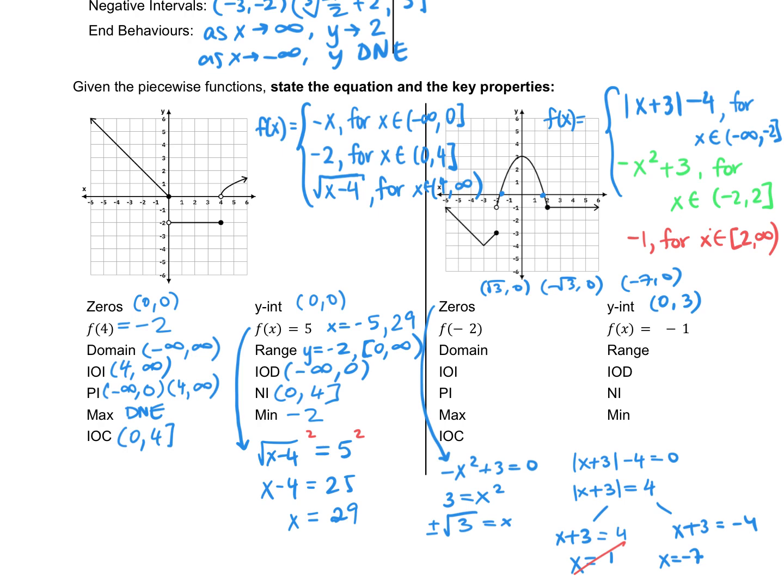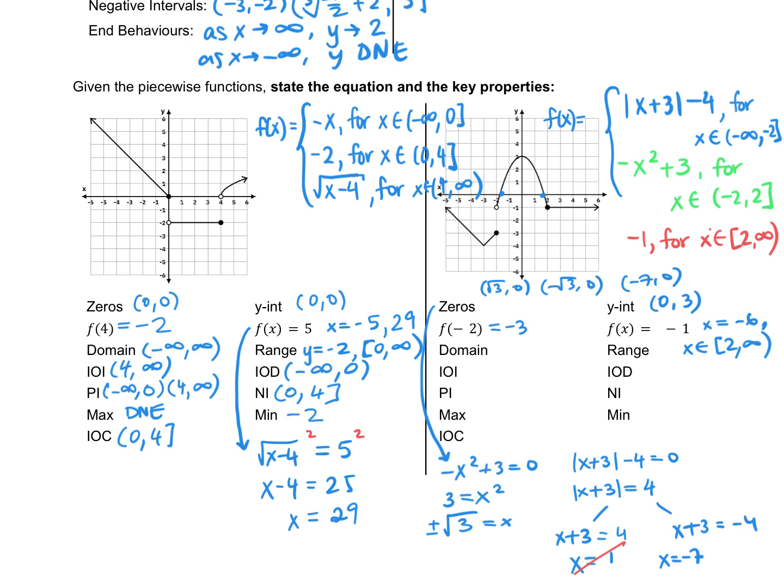Next, f at -2. So when x is -2, not the hole, it's going to be the point on the absolute value, which is -3. F at x equals -1. Here's -1. I have a point on the absolute value where x equals -6. And x also belongs to 2 to infinity.